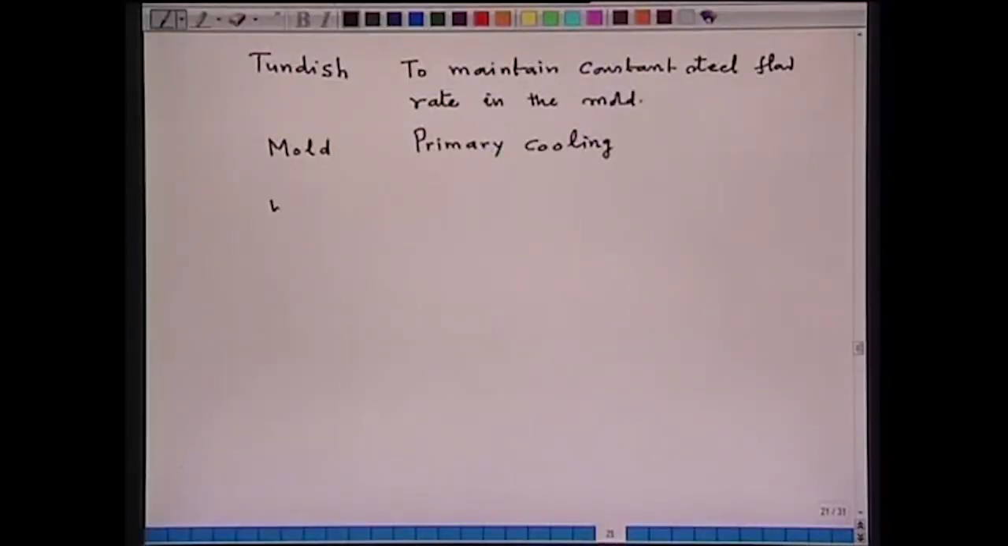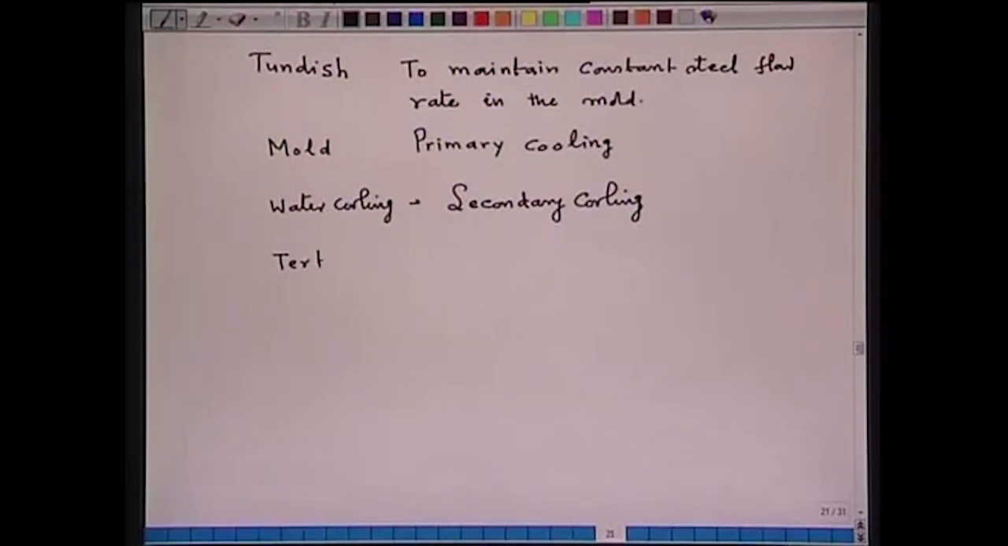Then below the mold, as the product is withdrawn, it is subjected to intense water cooling. This water cooling below the mold is called secondary cooling. The objective of secondary cooling is to completely solidify the product, because at the exit of the mold, the product is partially solidified. The complete solidification occurs in the secondary cooling zone. Now, the secondary cooling zone length is of the order of 8 to 10 times that of the primary cooling zone.